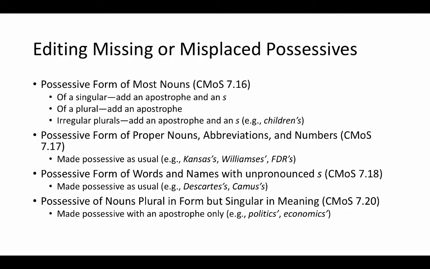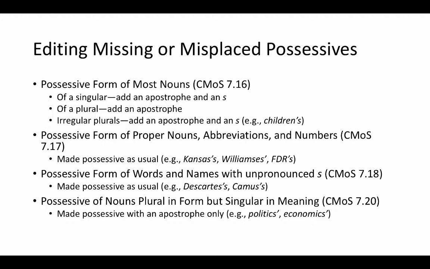Now for possessives. Obviously, for most nouns, if it's singular, just add an apostrophe and an S, and if it's plural, just an apostrophe, and when it's an irregular plural, such as children, you add the apostrophe and the S, children's. For proper nouns, abbreviations, and numbers, make the possessive as usual with the apostrophe S or just the apostrophe, depending on the word. For names that have unpronounced S's, make the possessive as usual, Descartes's, Camus's.